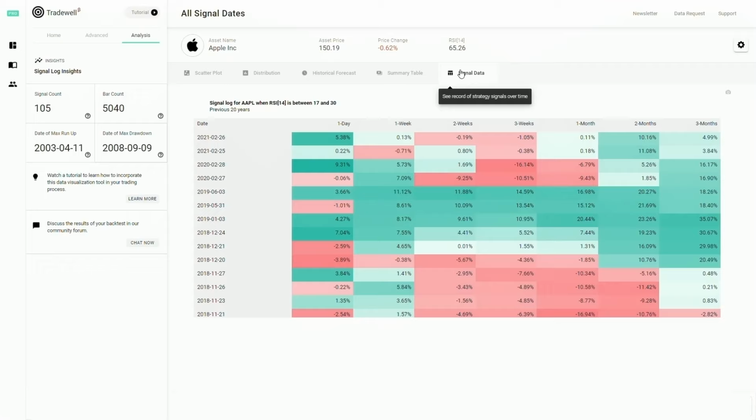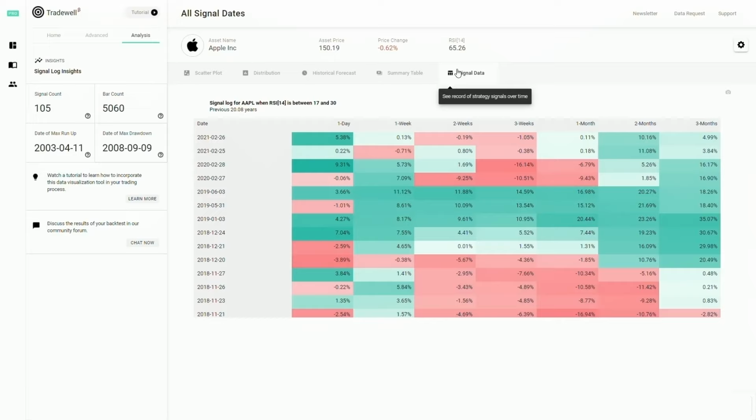We won't cover each of these in this video, but if you want to learn more about any of them, you can visit our topic-specific tutorials at documentation.tradewell.app. Together, these tools help traders move beyond basic charts to uncover important probability and risk insights.